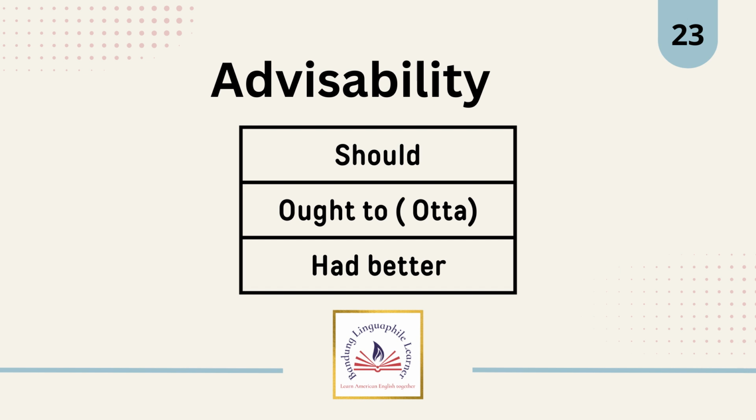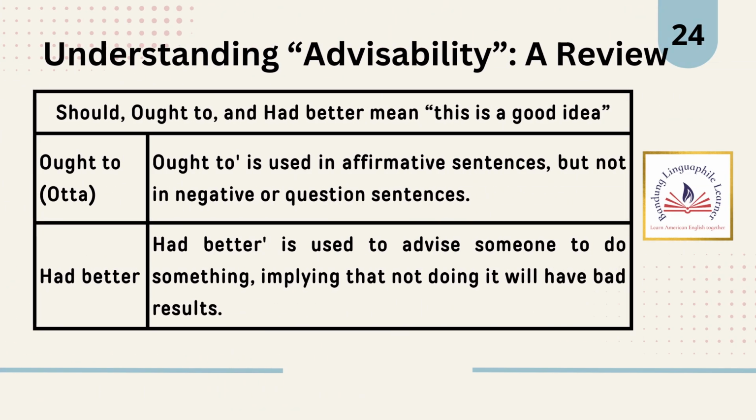3 modal verbs are commonly used to express advisability. Understanding advisability, a review. Should, ought to, and had better mean this is a good idea. Ought to is used in affirmative sentences, but not in negative or question sentences. Had better is used to advise someone to do something, implying that not doing it will have bad results.